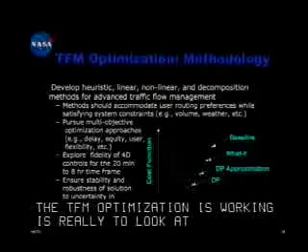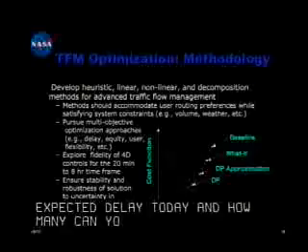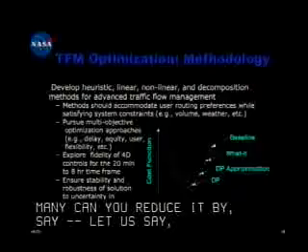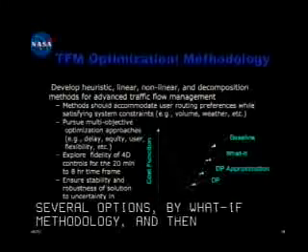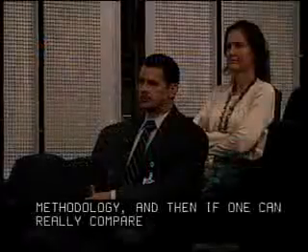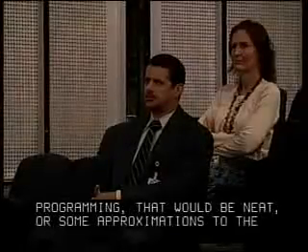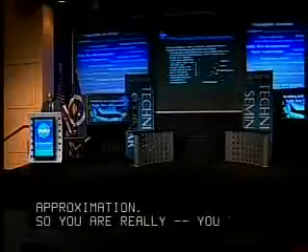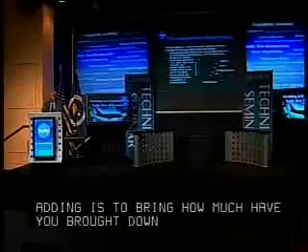Now a good measure of how well the TFM optimization is working is really to look at, for a baseline scenario, what is the expected delay today? And how much can you reduce it by, let us say, by trying several options by a what-if kind of methodology. And then if one can really compute dynamic programming, that would be neat. Or some approximation to the dynamic programming. So the value the TFM optimization is adding is how much you have brought down from the baseline to the approximation. Next view graph, please.